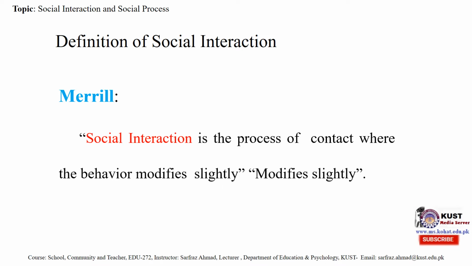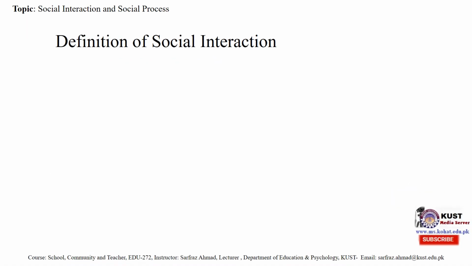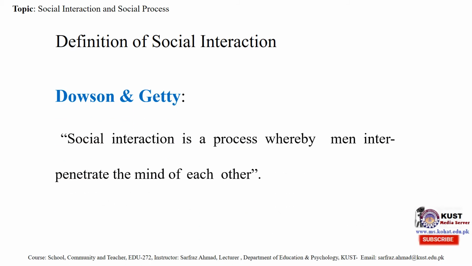Social support and social interactions have a positive influence on human physical and mental health. Another definition of social interaction is given by Dawson and Getty, that social interaction is a process whereby men interpenetrate the minds of each other. So from the definition we can explain that social interaction is basically when we exchange our ideas with one another and we understand one another, like if I understand the ideas or the thinking or the mood of others, what they want, so this is called social interaction.